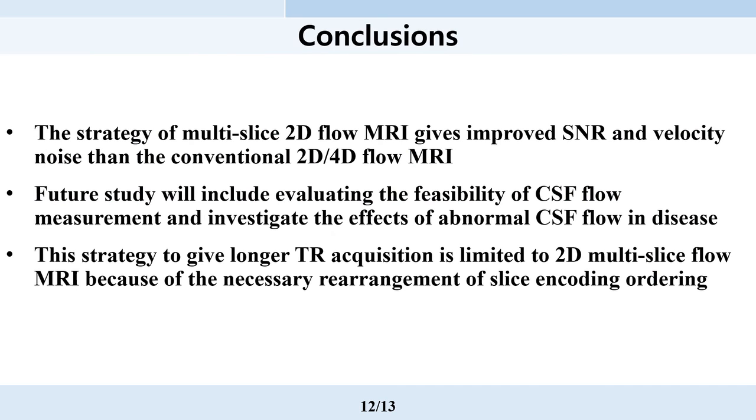And these are the conclusions. The strategy of multi-slice 2D flow MRI gives improved SNR and velocity noise compared with the conventional 2D and 4D flow MRI. Future study will include evaluating the feasibility of CSF flow measurement and investigating the effect of abnormal CSF flow in disease. And this strategy of giving longer repetition time acquisitions is limited to 2D multi-slice flow MRI because of the necessary rearrangement of slice encoding ordering.